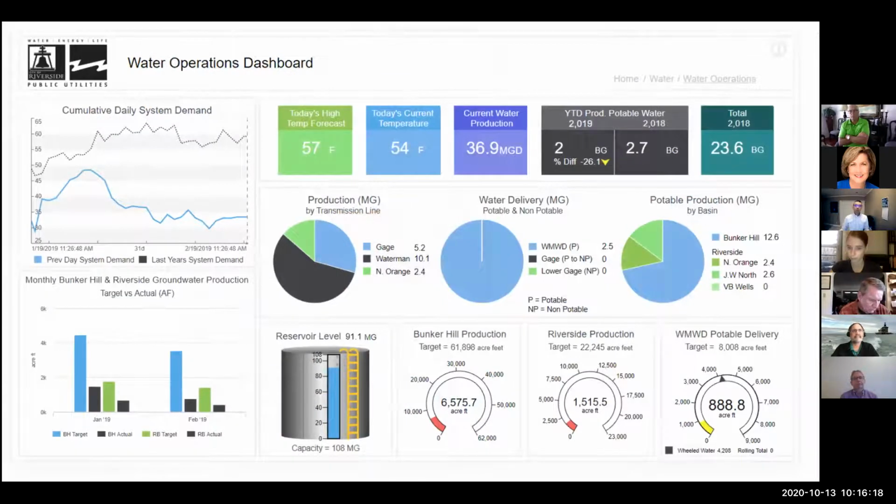This is one of their outputs. This is one of their dashboards. It's completely real time, so you can see things update in real time. And if you were to click on, for example, the total water delivery, you'd be able to drill down and get all your trends and graphs in terms of how much water was delivered on a daily or an hourly basis.